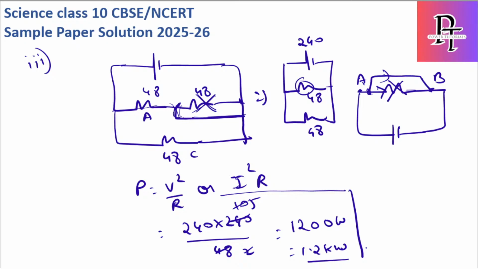Same, I will prove it using the I square R formula also. I will prove that both the values are correct. Using I square R, first we need to get the current flowing through the resistor, and using that formula I can solve it.